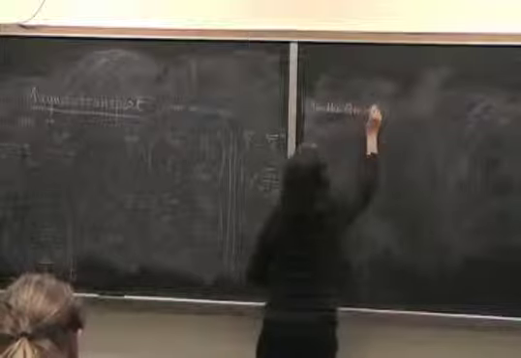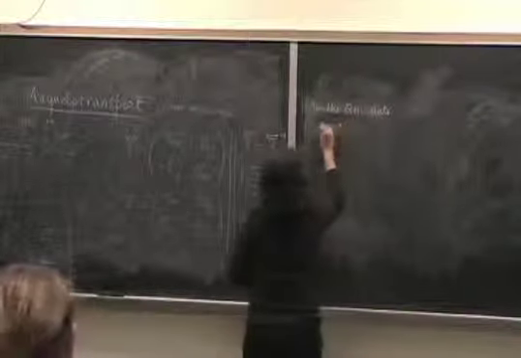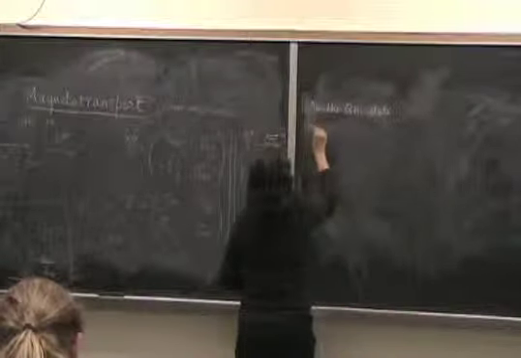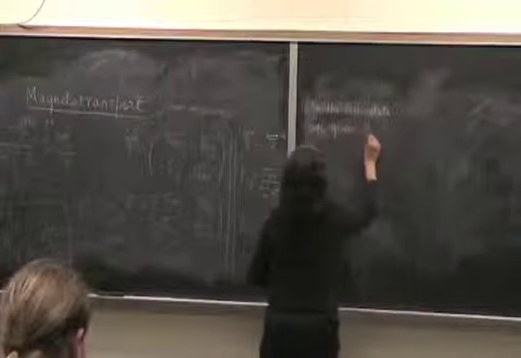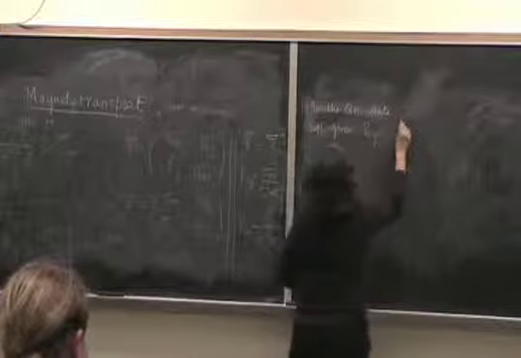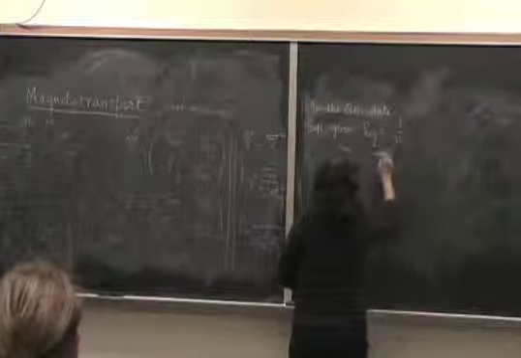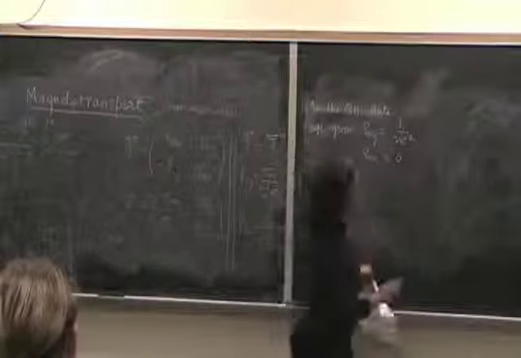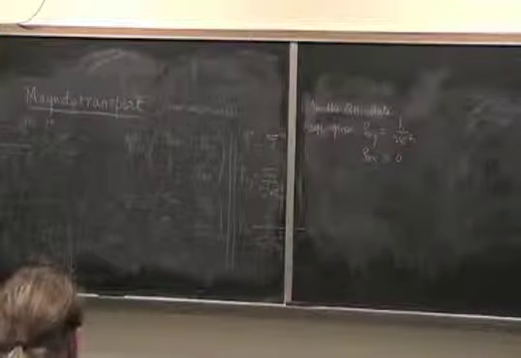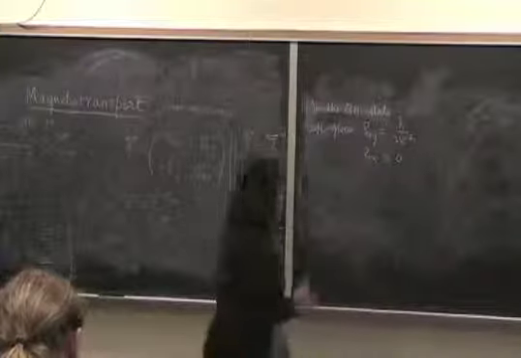In the quantum Hall state, the experiment measures rho xy to be h over nu e squared, and rho xx is equal to zero. By quantum Hall state, I mean in the plateau region, the plateau states.